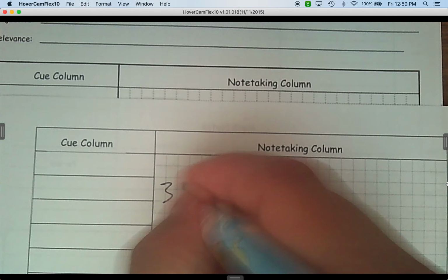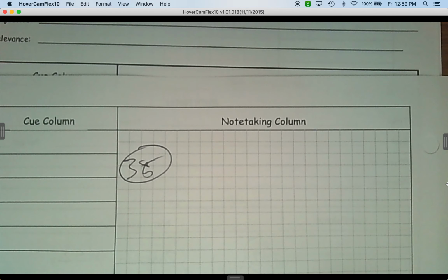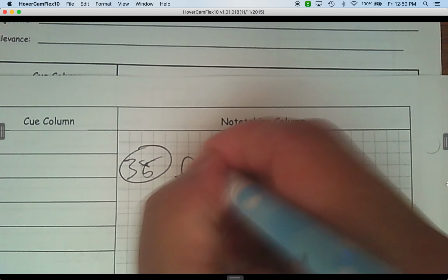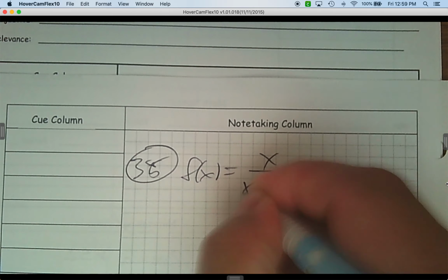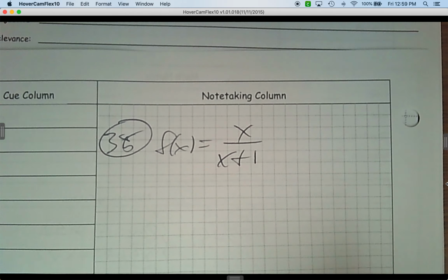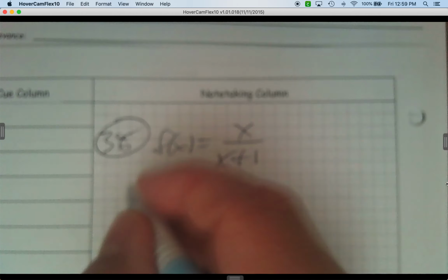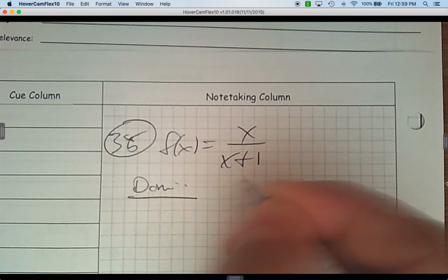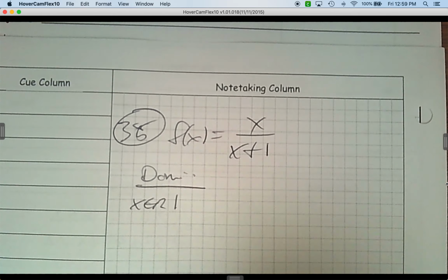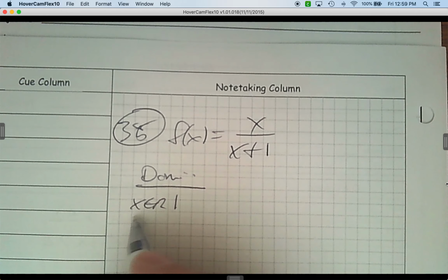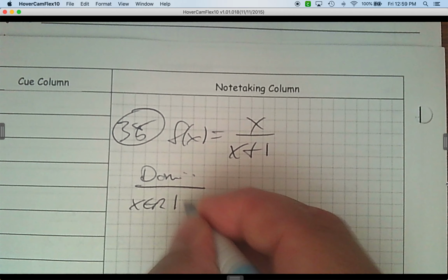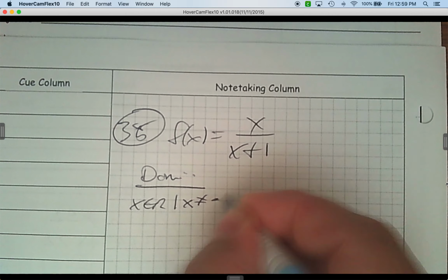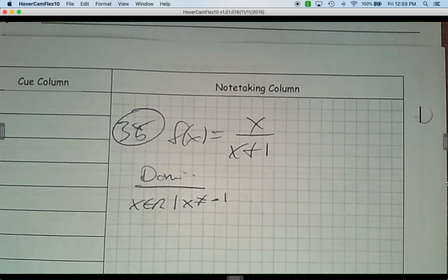35. Find the domain and range of this. Make sure I do both. So first thing I recognize for the domain is that, and that's a symbol for all real numbers. So all the numbers work for x, but there's one bad number in the bunch. So obviously, what's one number x cannot be? And that is -1.